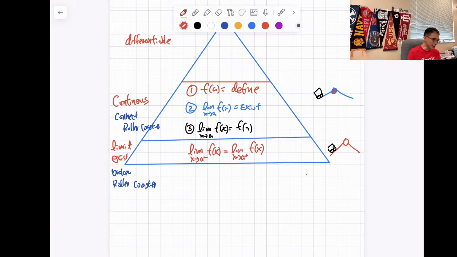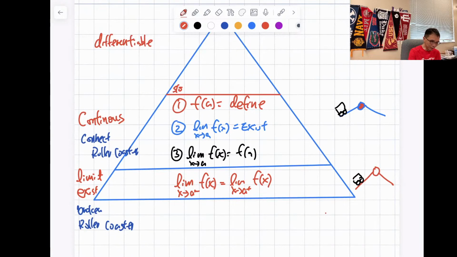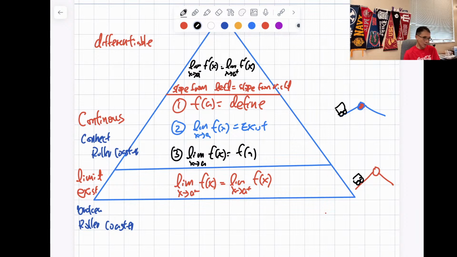So differentiable, what does differentiable mean? Differentiable means slope from left equals slope from right. What would the notation look like? The limit as x approaches a from the left of f prime of x, rather than f of x, is equal to the limit as x approaches a from the right of f prime of x. So slope from the left equals slope from the right.